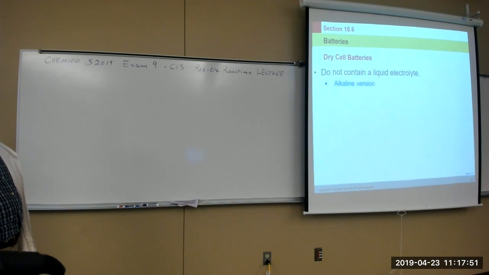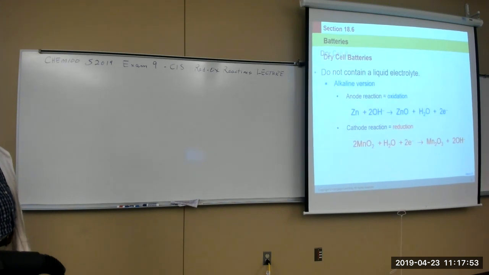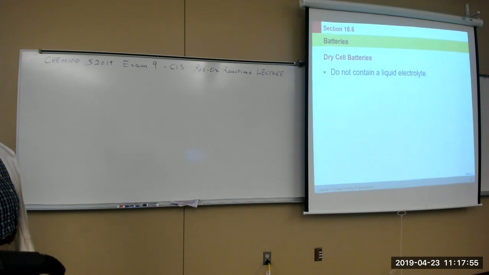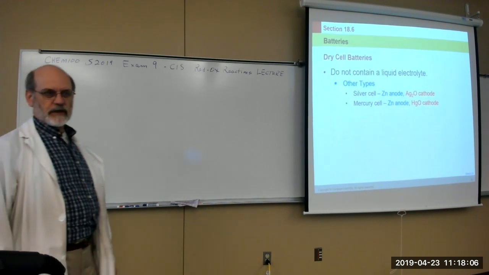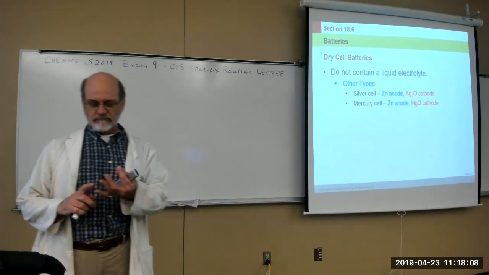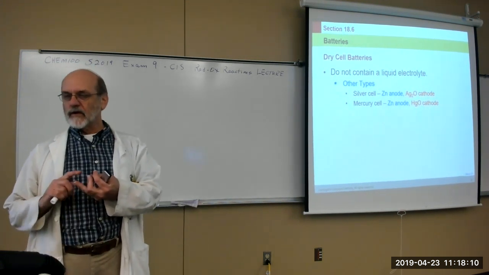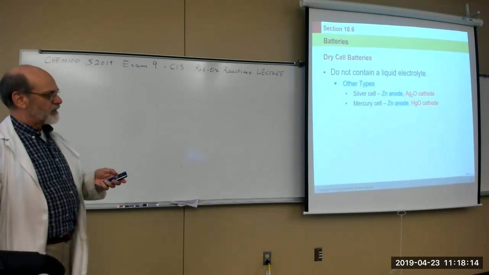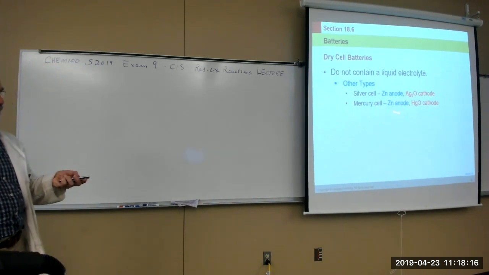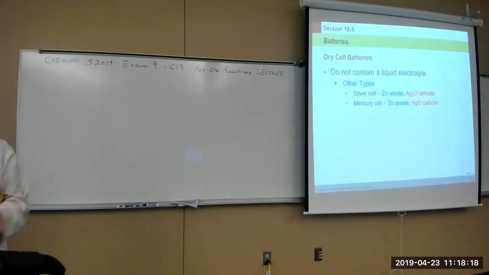Okay, so we're not going to mess with those. Dry cell batteries, let's see, other types. Silver cells, those types of batteries, usually you'll see those in calculator batteries or hearing aid batteries. The mercury cells are not used anymore for obvious reasons. I mean, that's a serious contaminant.